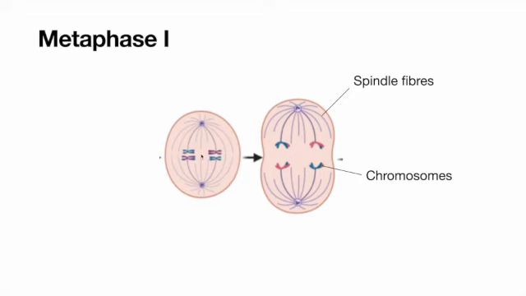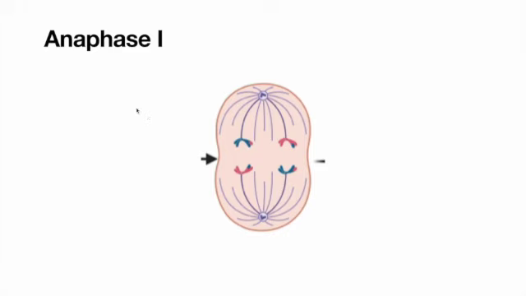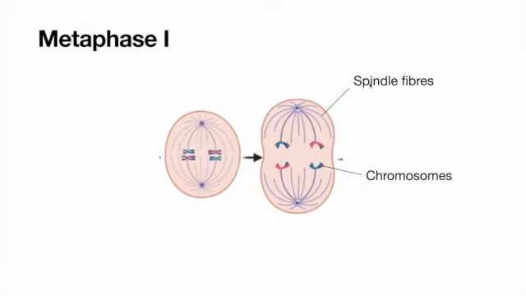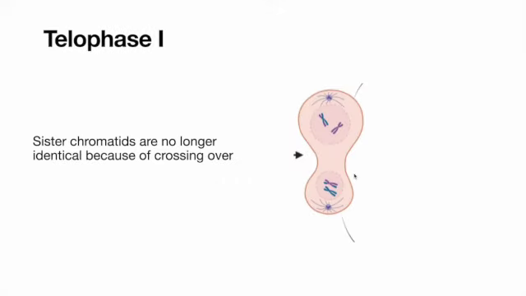The paired up chromosomes will line up at the equator. And for anaphase 1, the spindle fibers attach to the chromosomes, and the chromosomes will move towards the opposite poles. And for telophase, the two cells will be formed, and keep in mind that sister chromatids are no longer identical because of the crossing over before.